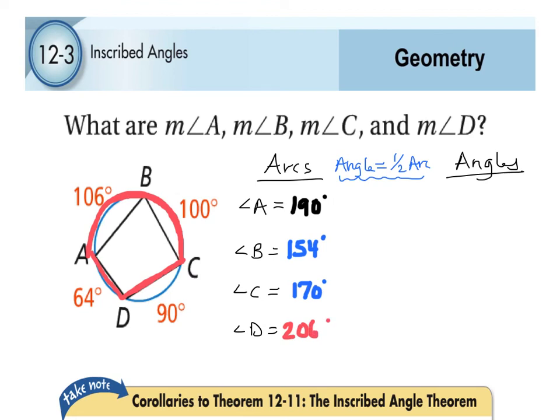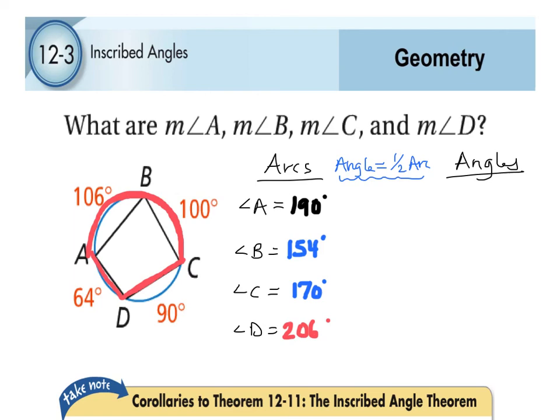Now you'll notice, once you find the arcs, it's really easy to find the angles. You just cut them in half, divide them in half. That's one of the things we're going to look at: I want you to figure out how much each arc is first. If you can figure out the arc, the angles are going to be easy. The angle is going to be half the arc.